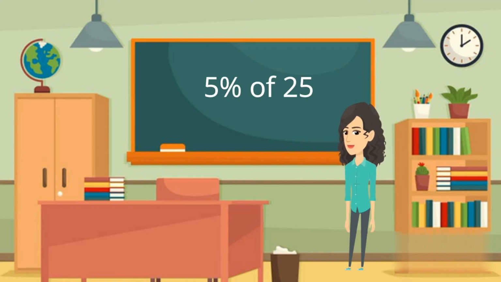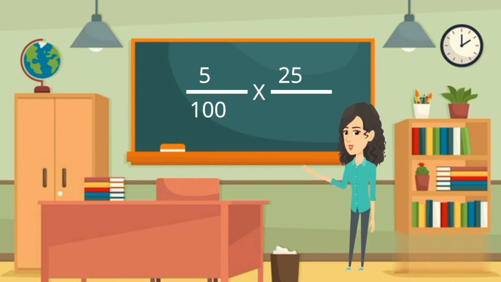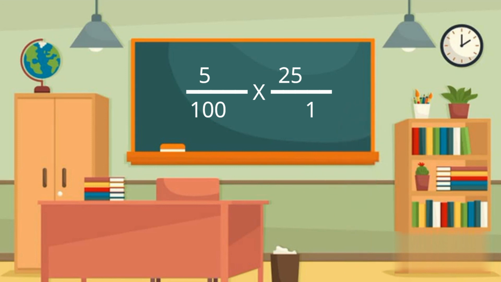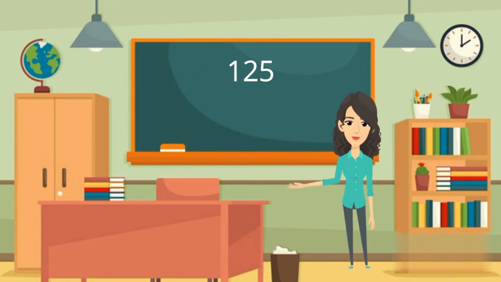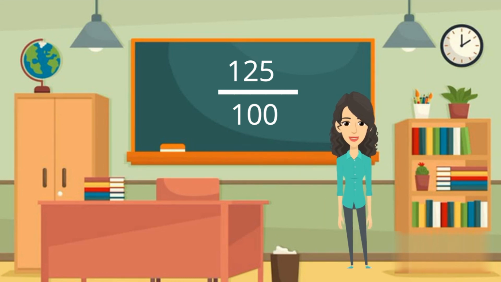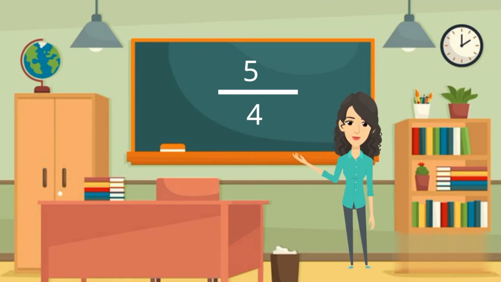Last example, 5% of 25. First step, replace "of" with the times symbol. Second step, choose the fraction form or decimal form for the percentage. In this case, let's use fraction form again. So 5% equals 5 over 100. Then 25 can be written as 25 over 1. Third step, do the multiplication. 5 times 25 over 100 times 1. So 125 over 100. Fourth step, simplification. 125 over 100 can be simplified into 5 over 4. So 5% of 25 is 5 over 4.